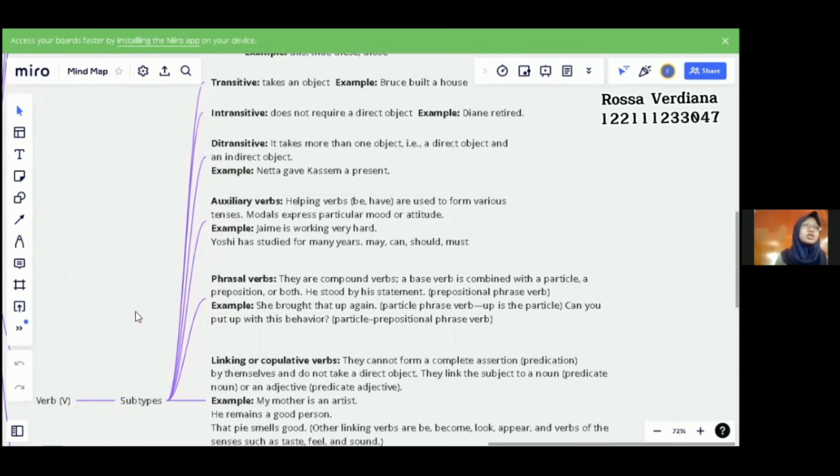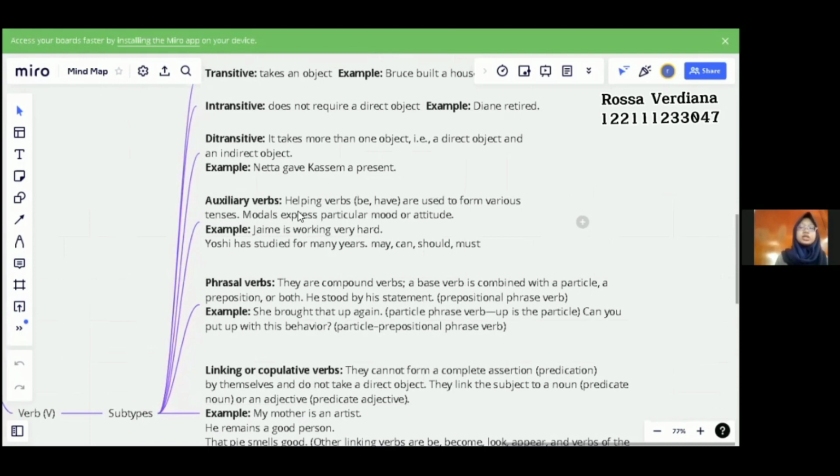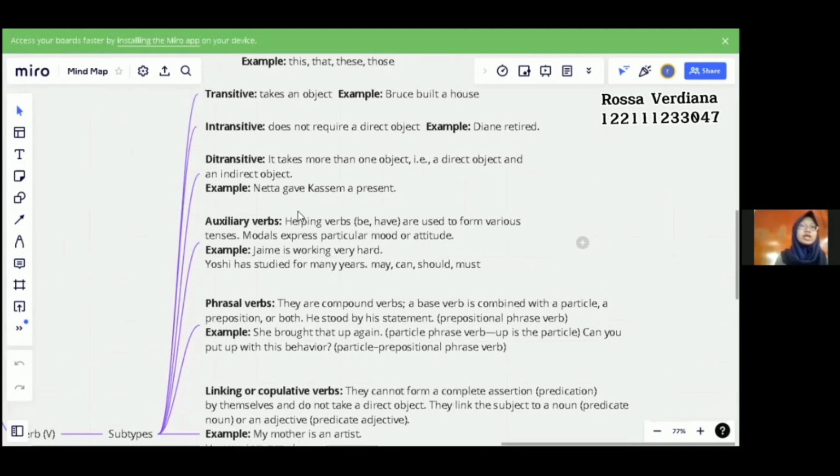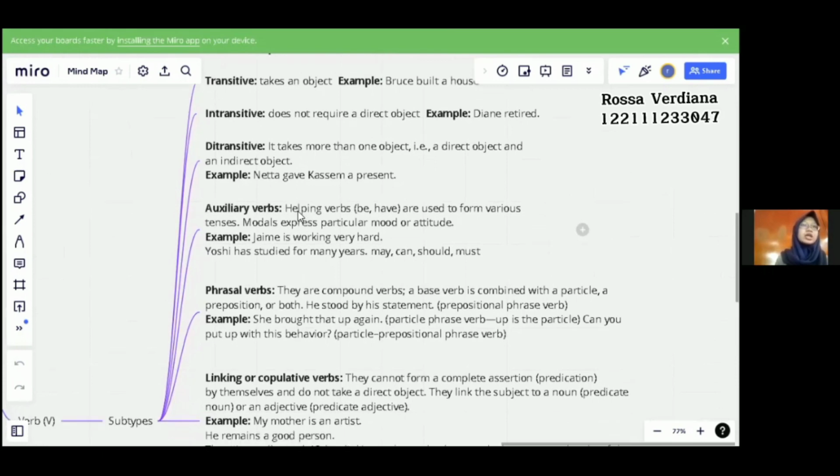The first one is transitive. It takes an object. Example, Bruce built a house. The second is intransitive. It does not require a direct object. Example, Dan retired. The third is ditransitive. It takes more than one object, a direct object and an indirect object. Example, Neta gave Kasim a present.